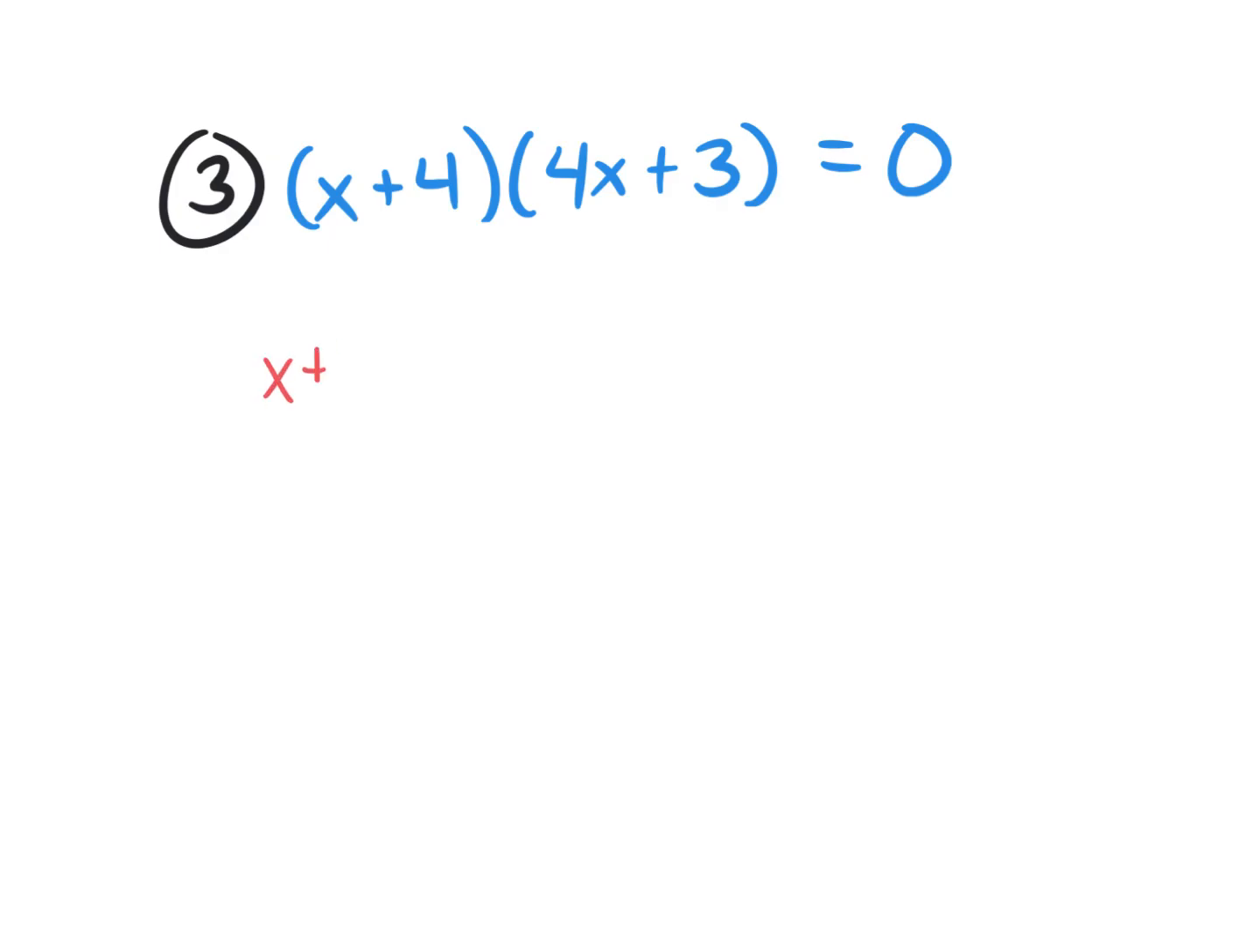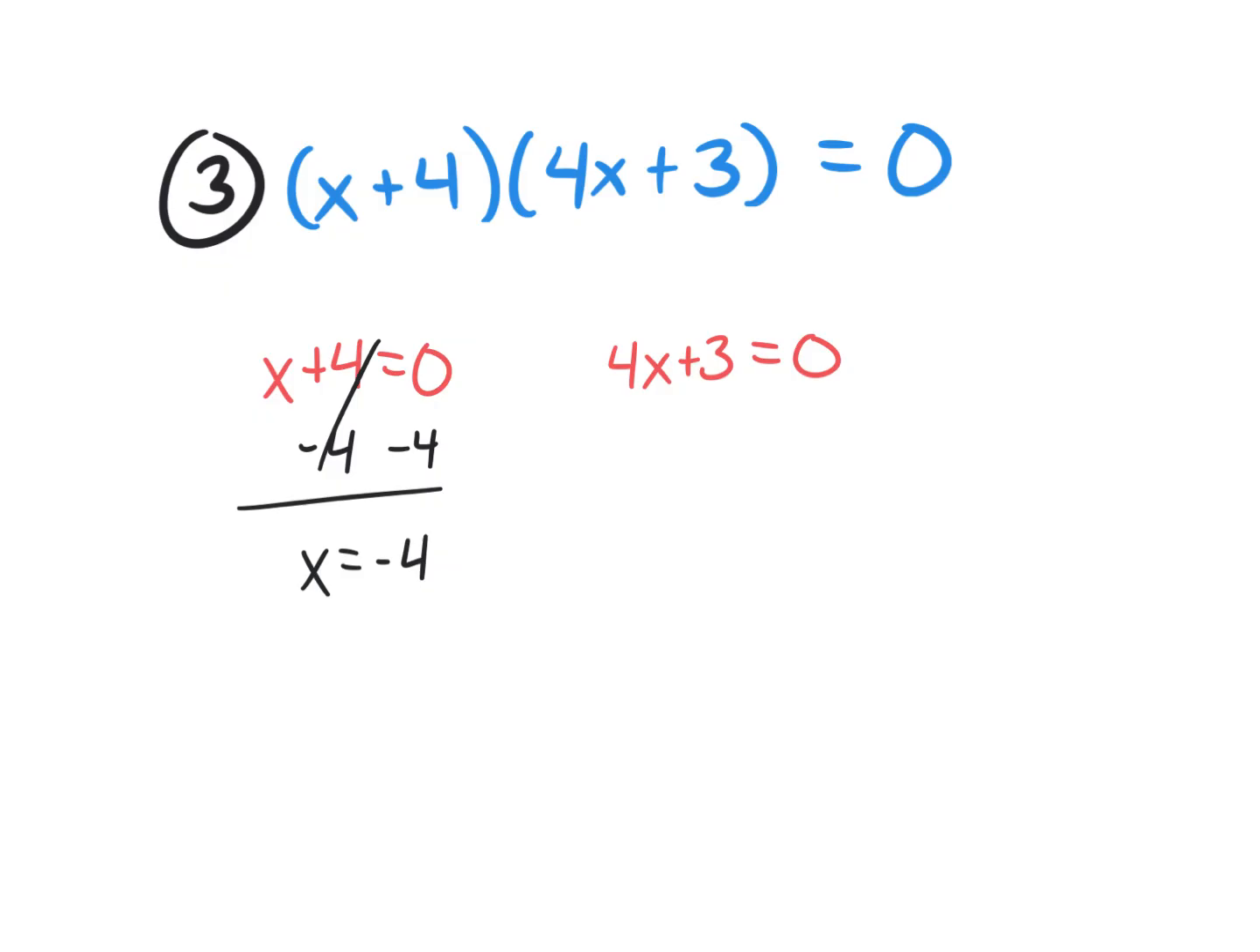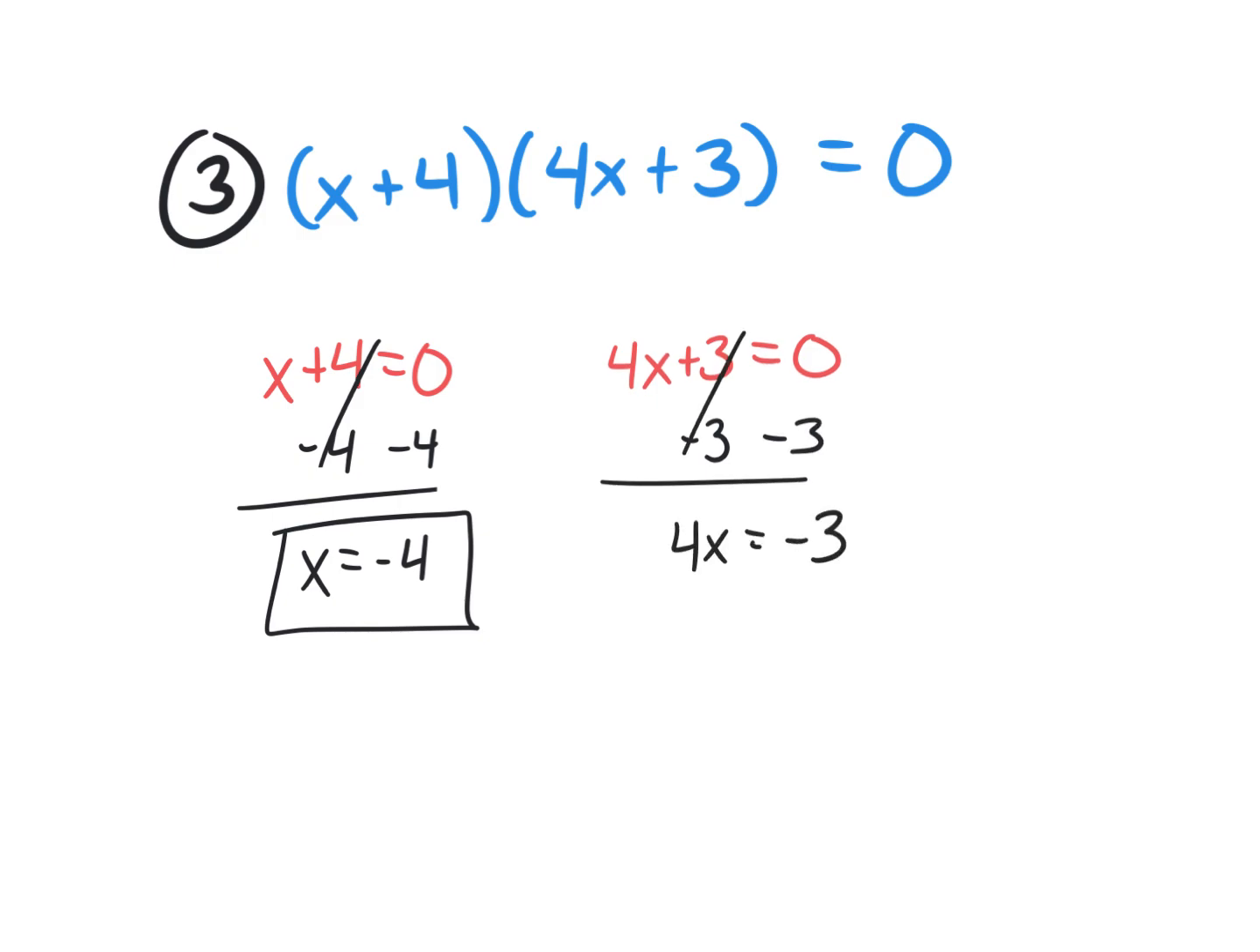So we have x plus 4 equals 0, and we have 4x plus 3 equals 0. How do I solve that left equation? Subtract 4, so we get x equals negative 4, good. And then how do we solve the one on the right? Yep, subtract 3. We have 4x equals negative 3, last step. Divide by 4. So we get x equals, and you can leave this as a fraction just as long as it's simplified. So leave that as negative 3 over 4.